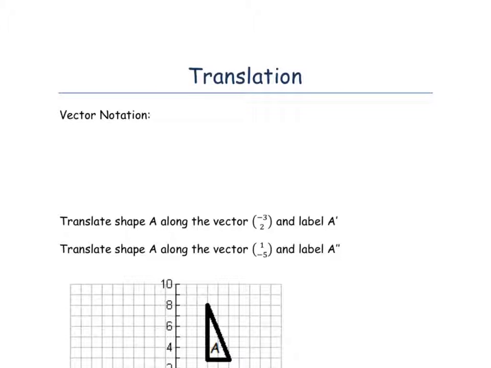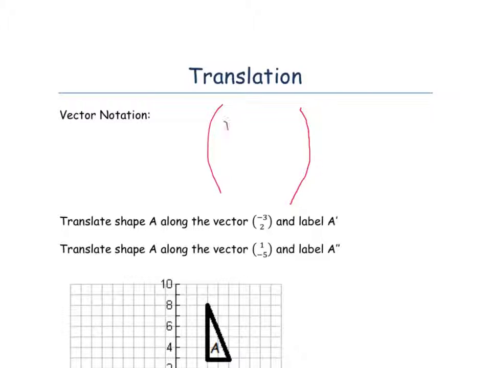Translation is where you slide a shape. Now, when you're looking at translations, sometimes the question might just say translate the shape 3 to the right and 2 up. Sometimes, however, it might be given in something called vector notation, which is always written like a coordinate, where the top number represents right and left.